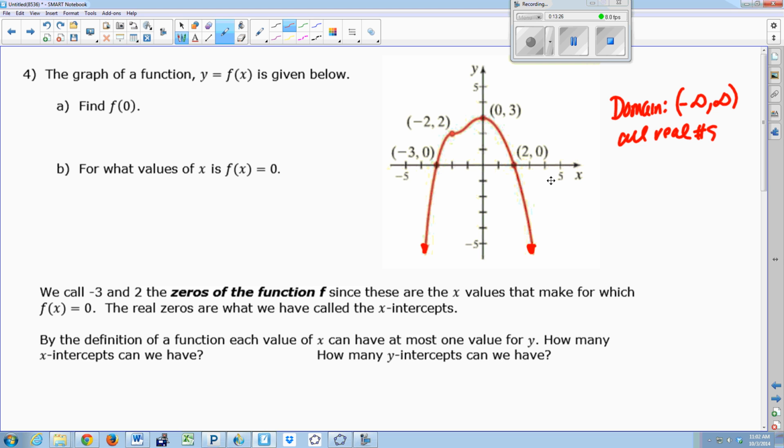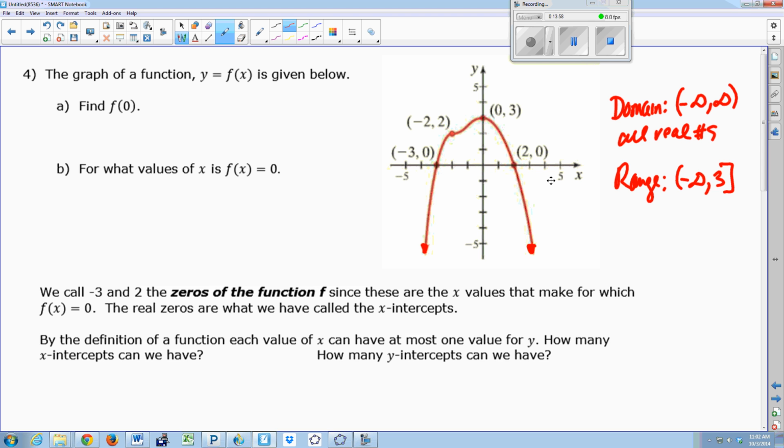What about the range? What would be the range on this? Someone other than Will, Andy, Caitlin who have spoken up today. Christopher, Nick, who else? Isabel, Katie, Liza, what's the range? Negative infinity to 3. And what do I do after the 3? Bracket. Okay.